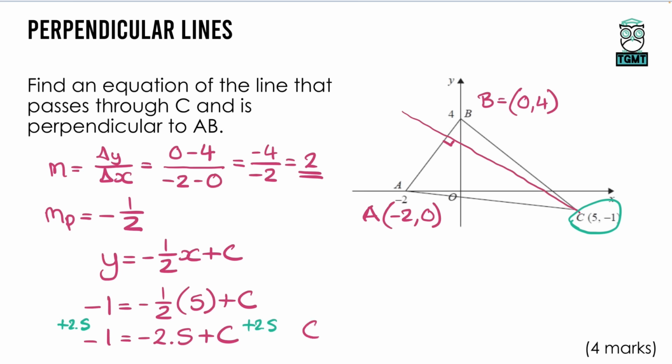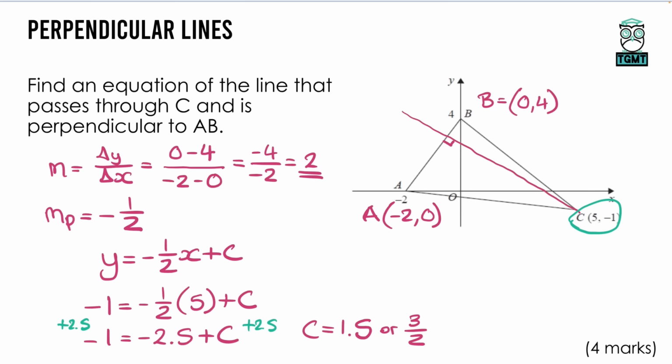So c is equal to, and again you can do this on the calculator, -1 plus 2.5 is equal to +1.5. Or you could write that as a fraction. If you want, you could leave it as 3/2. So for this one, we now know the value of c.